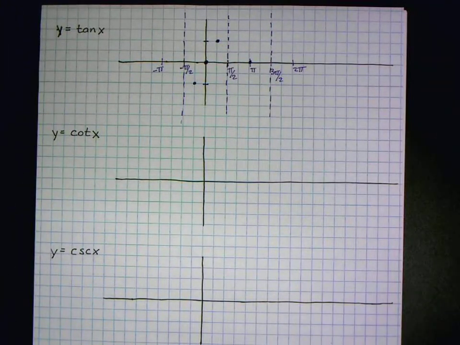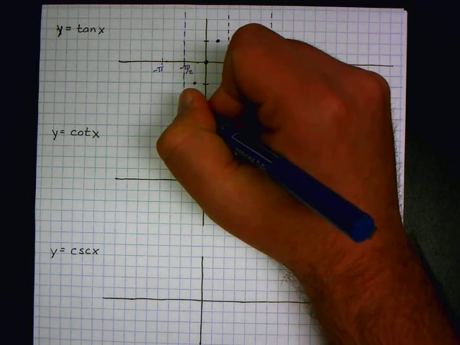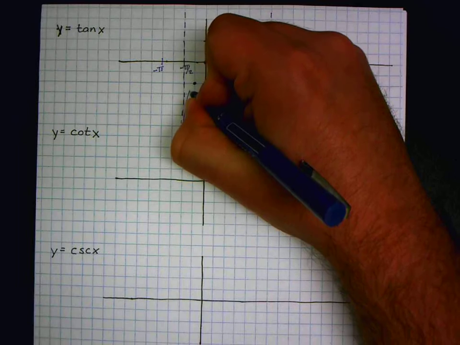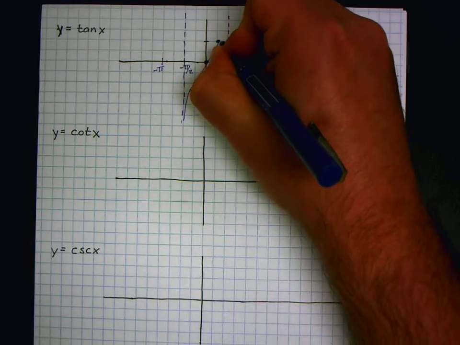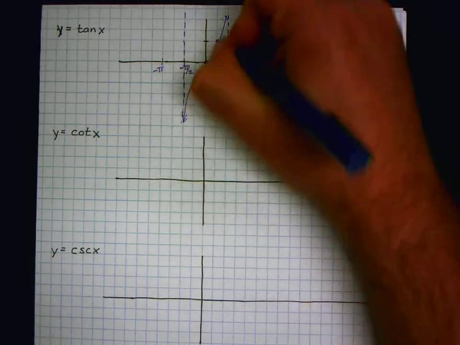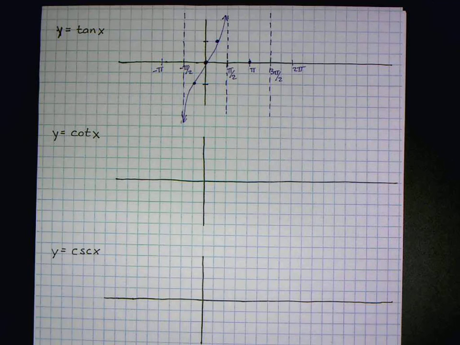Okay, so at my asymptotes, you go up or down forever, right? So what this is going to look like is it's going to look like this. So kind of like an x cubed graph, except it has asymptotes that it has to stay within. So it goes up and down forever in between there.